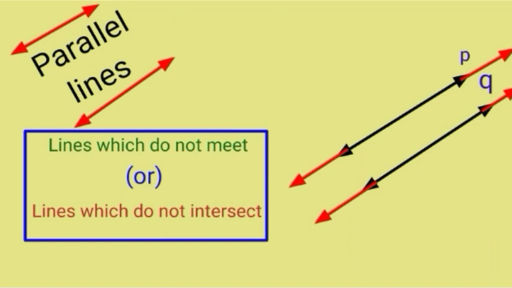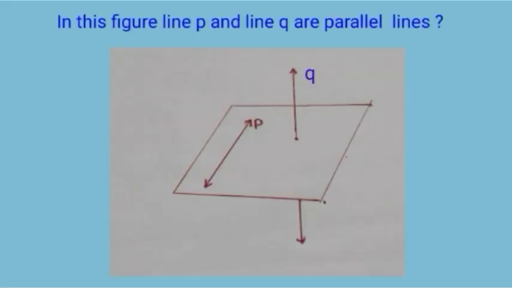In this definition, we say lines which do not meet or lines which do not intersect are parallel lines. It's not a perfect definition. Let us see what exactly parallel lines are. In this figure, are line P and line Q parallel lines? No. These lines are not parallel lines.